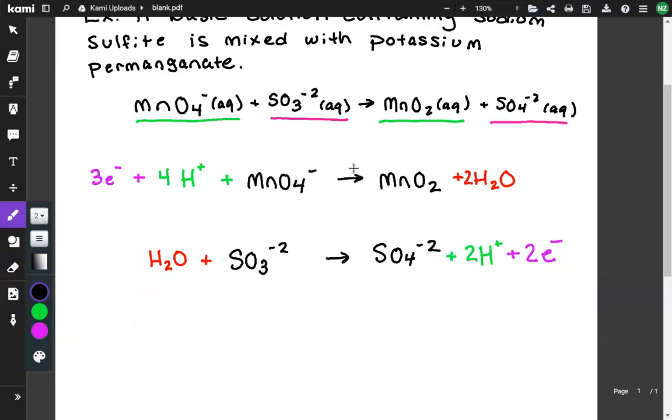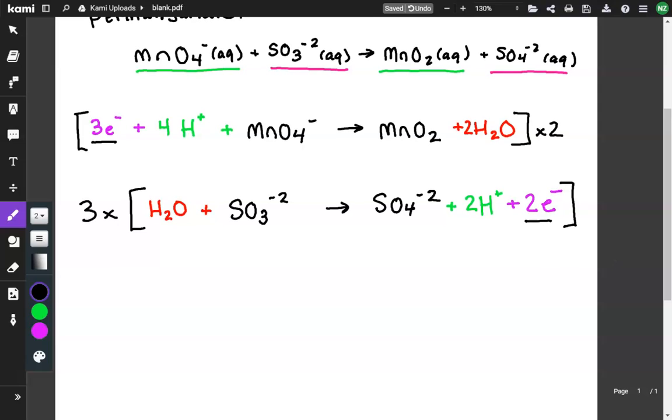Okay, so we've got 3 here and we have 2 here. So I can't just multiply one of our reactions. I have to multiply both of them to get a least common multiple. So between 2 and 3, what's our least common multiple? 6. Okay, so for the top one, I'm going to multiply it by 2 to get 6 electrons. And the bottom one, I'm going to multiply by 3 to get 6 electrons. Okay, so let's go ahead and do that.